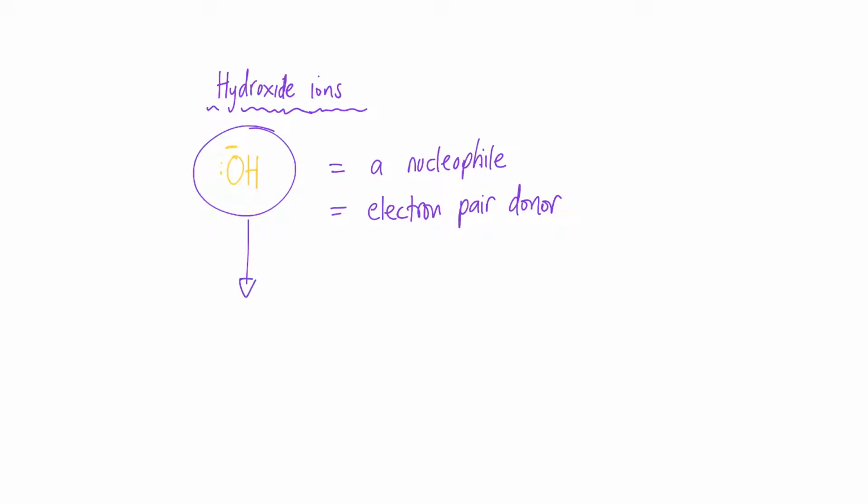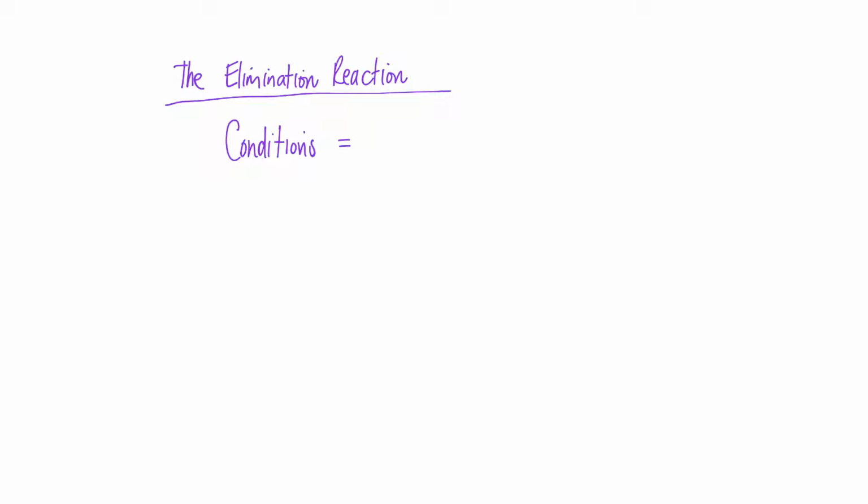However, OH minus we are very familiar with as a base, and a base is actually a proton acceptor. So that is what we're going to be looking for in today's mechanism. We're going to be looking for the situation where our hydroxide ion, our OH minus, is going to be acting as a proton acceptor and therefore as a base rather than as a nucleophile. Whether my hydroxide ions are going to be acting as a base or as a nucleophile all comes down to the conditions. So it's very important that we get these right.